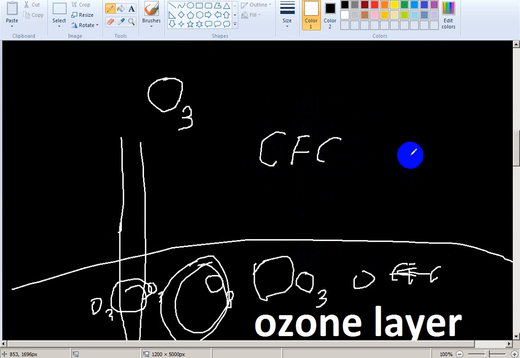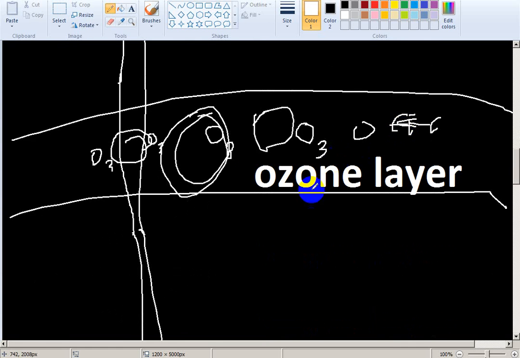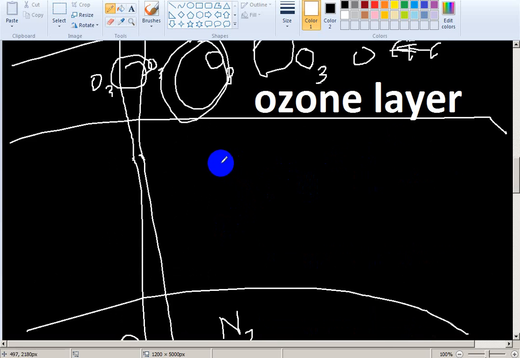Here there is chlorine content. When CFC breaks down in the ozone layer, it forms chlorine radicals. This chlorine radical reacts with ozone in the ozone layer. The free radical of chlorine reacts with ozone and forms chlorine monoxide and oxygen gas.